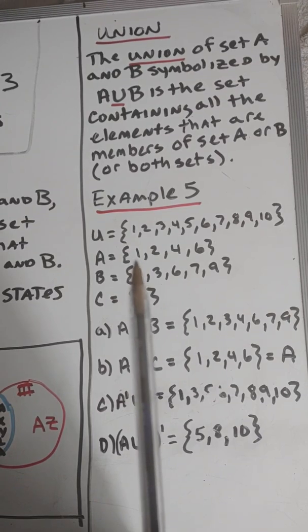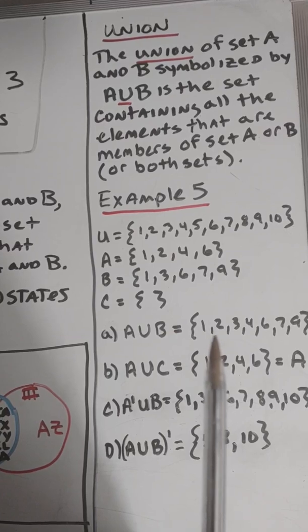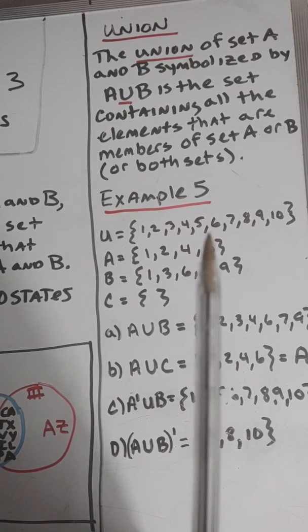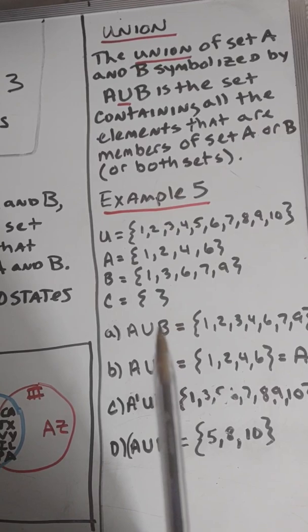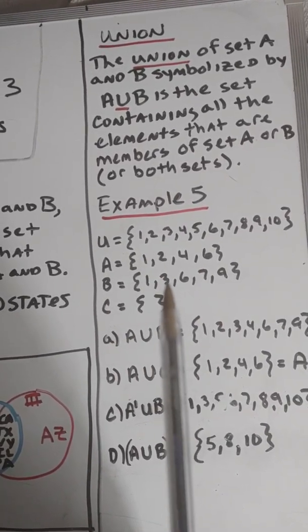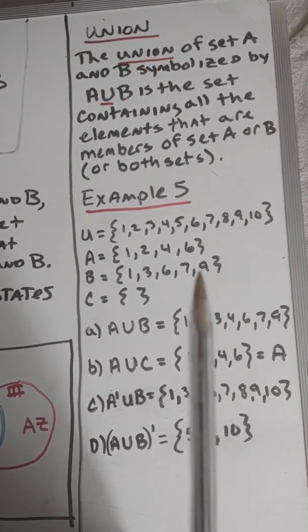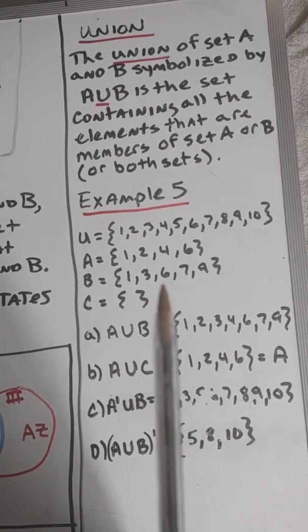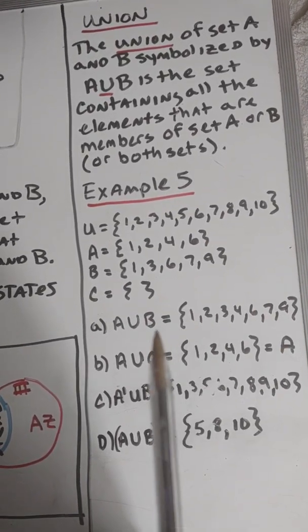Well, it would be 1, because it's in both sets. It would be 2. It would be 3. It would be 4. It would be 6. That's in both sets. 7, 9. Union is all the elements that are in both sets. You just don't write or repeat an element. So see, we only wrote 1 once, even though it's in both sets. We only wrote 6 once, because it's in both sets.